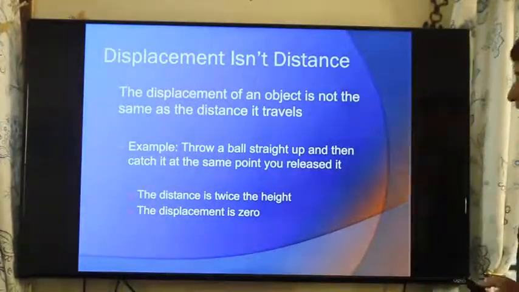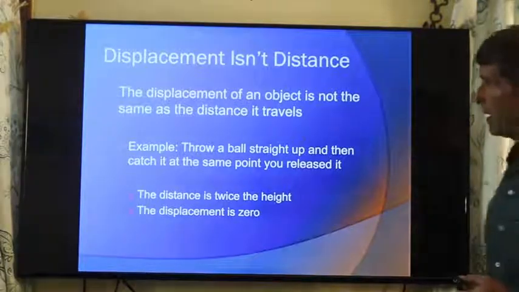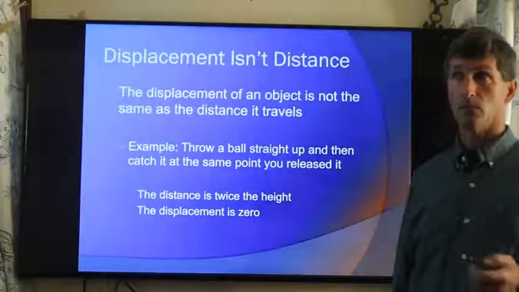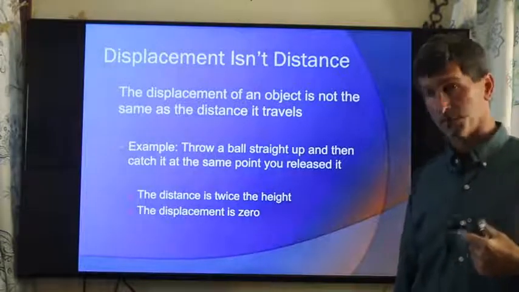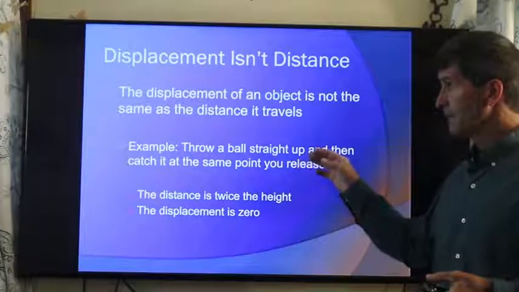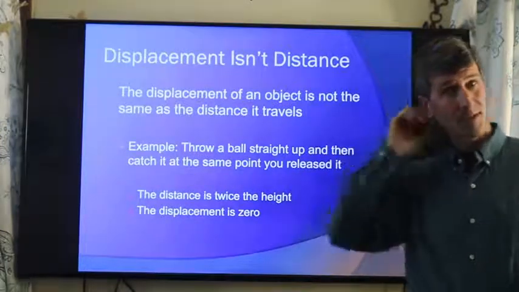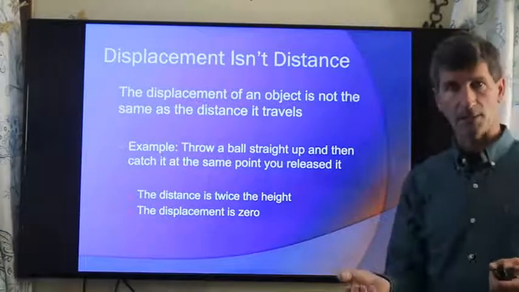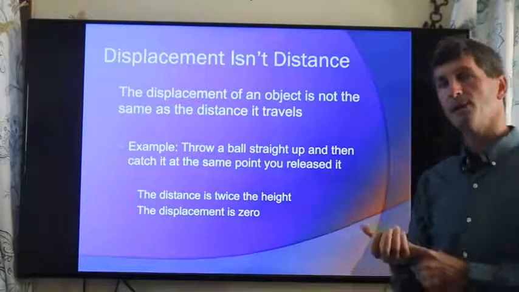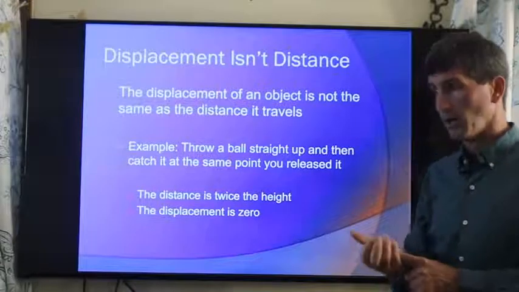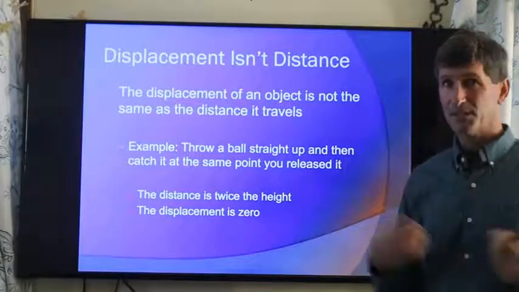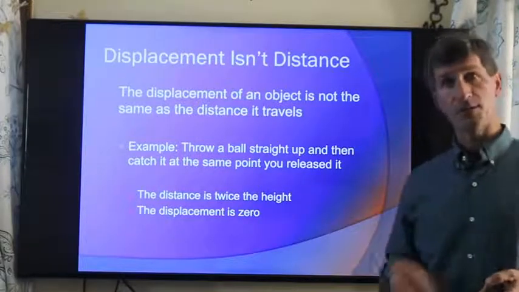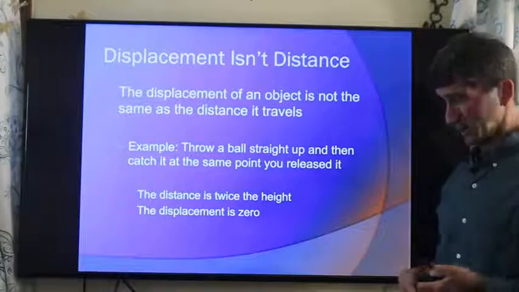Again, displacement isn't distance. Displacement includes what direction, how much your position has changed. Let's use an example here. Distance can actually be greater than displacement. You throw a ball up in the air and then it lands back in your hand. If you do the displacement of where it was when it started and where it ends up back in your hand, that displacement is zero. But yet the ball has traveled a distance twice as much as the height that it reaches.